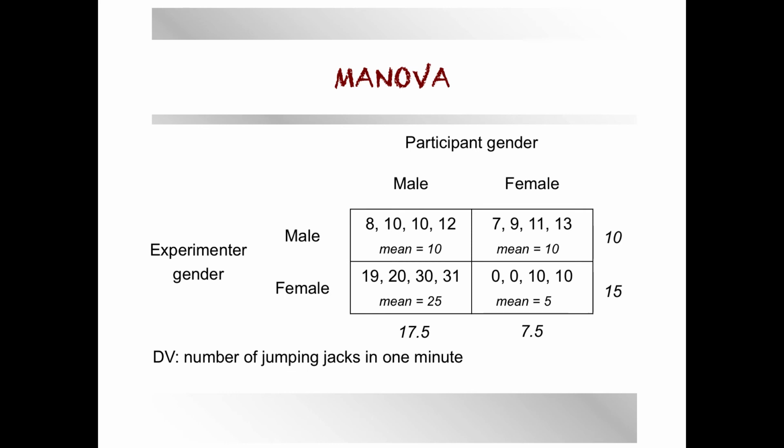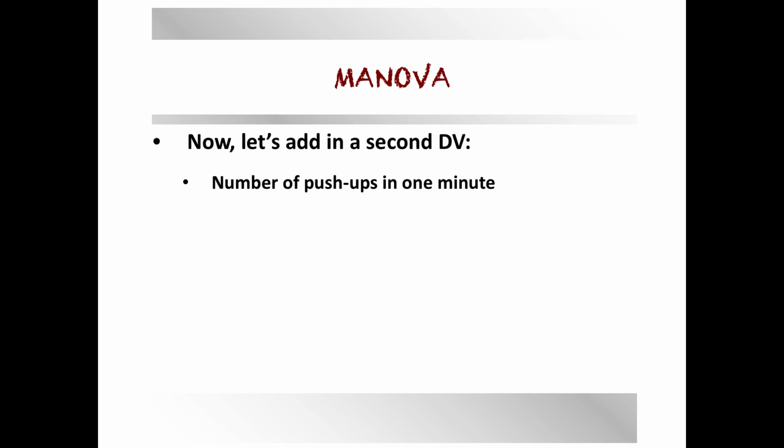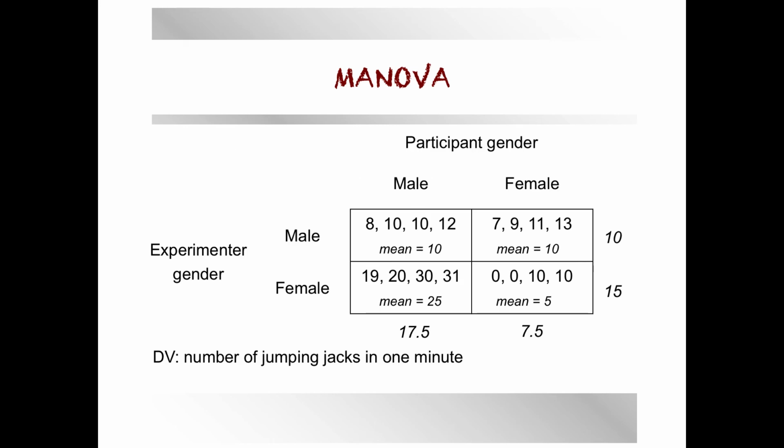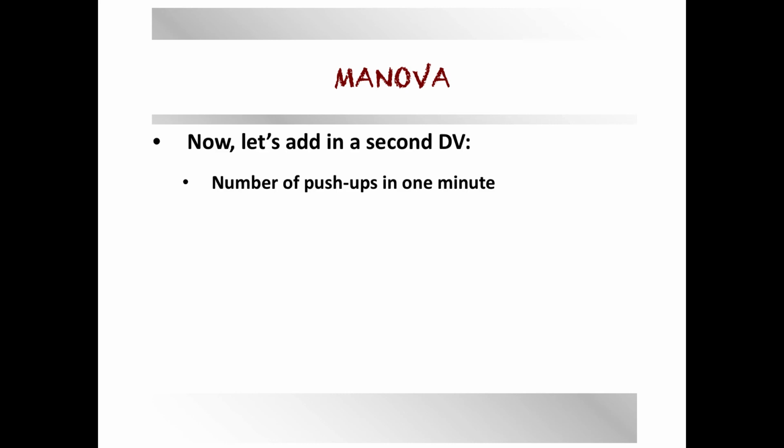And we also might imagine that we have another way of measuring physical fitness, besides jumping jacks. So let's add in push-ups. And so we've got some data here. The way that it's organized for each DV in the notes is, for that top left group, we have 4 male participants on the push-ups. They scored 30, 25, 12, and 13. And if you go back a couple of slides, those same 4 males did 8, 10, 10, and 12 jumping jacks. So those numbers correspond.